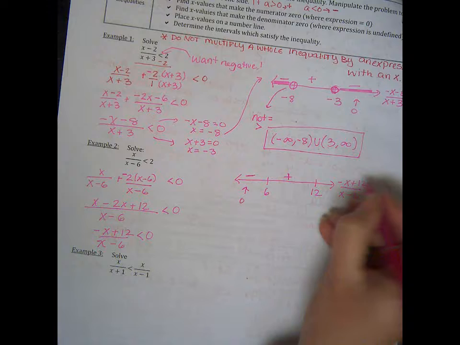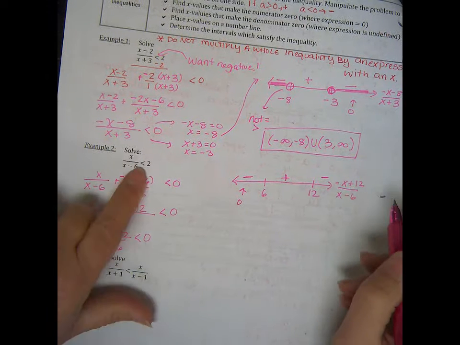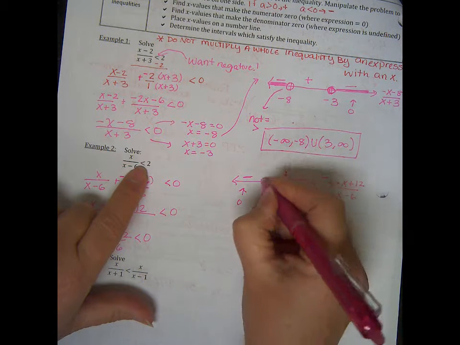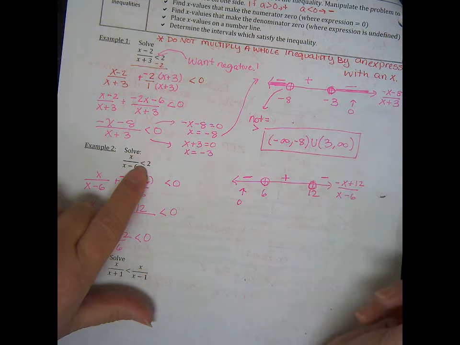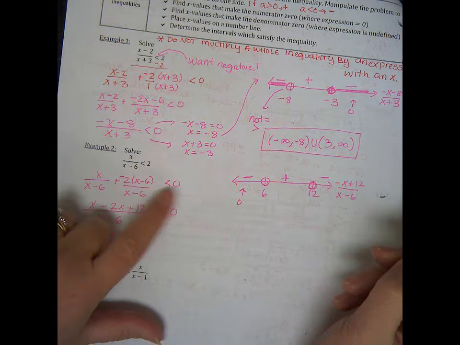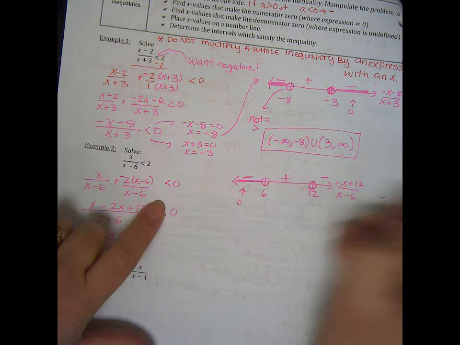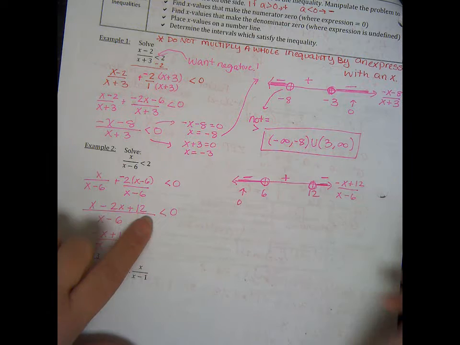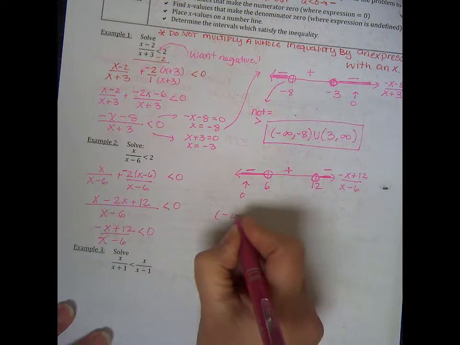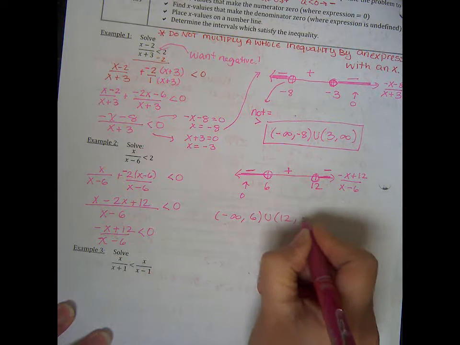It will alternate as long as you just have one of each factor. Now this again is less than, it is not equal to, so both of these are open. We're looking for less than. We want the negative because it's less than 0, and negative numbers are less than 0. So we're going to have this and this again. Negative infinity to 6, open union 12 to infinity.